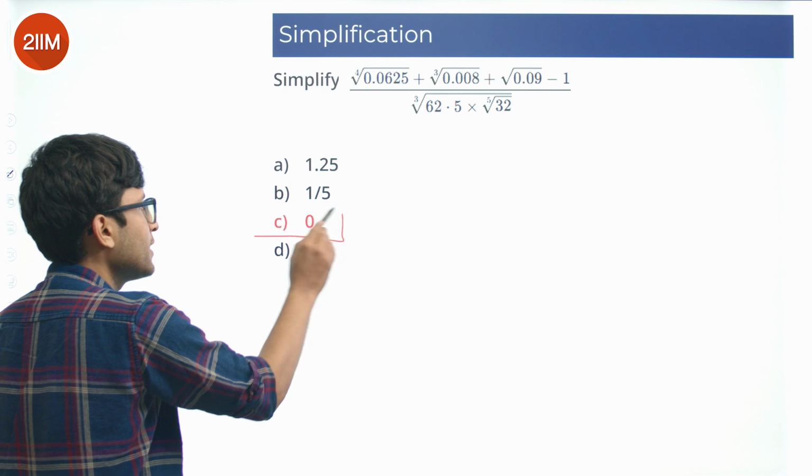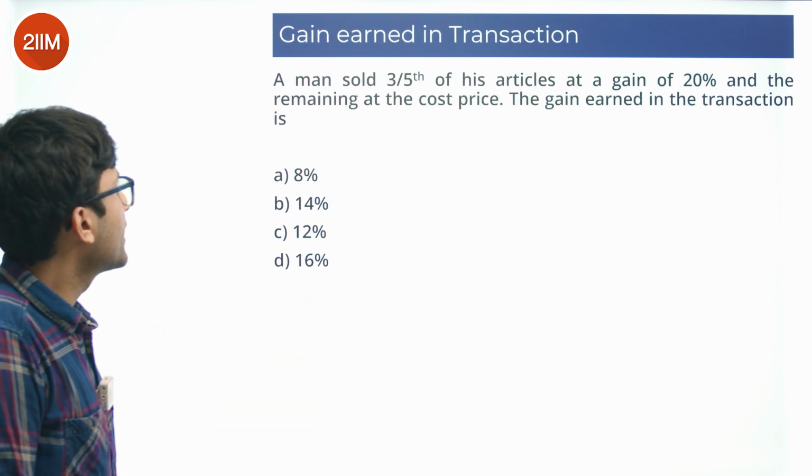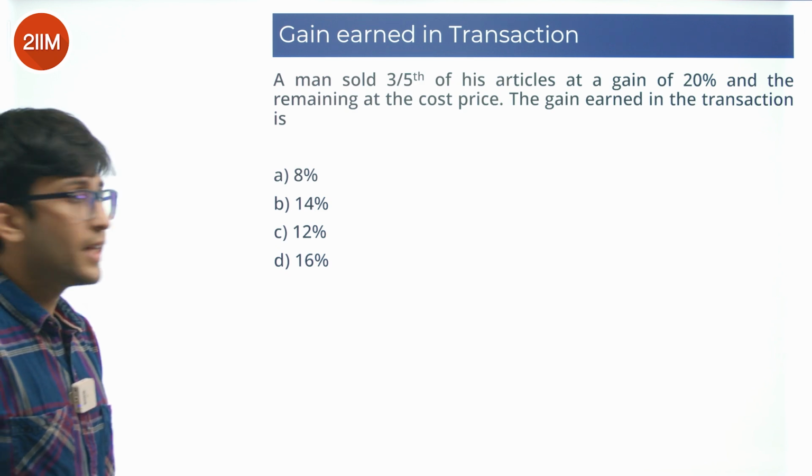Yeah, we got our answer right. Value of the numerator is 0. Gain earned in transaction. Let's start.